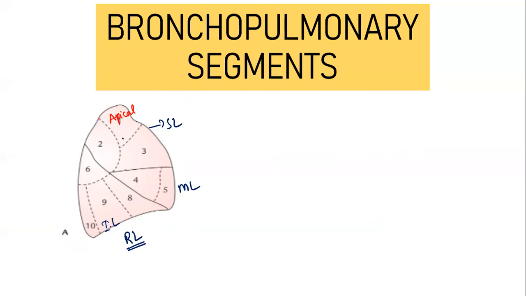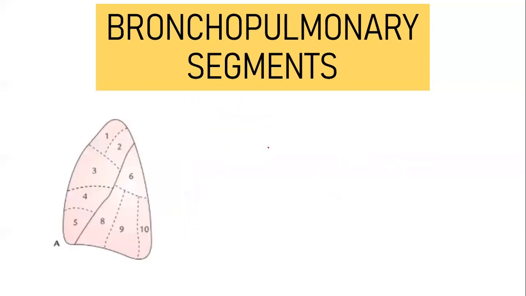Now, this one. Yes, this is the apex. This is the base. This is the anterior border. This is the posterior border. So this is the posterior segment, and this should be your anterior segment, right? So number one is apical, number two is posterior, number three is anterior.